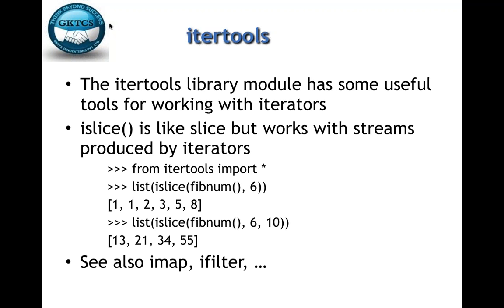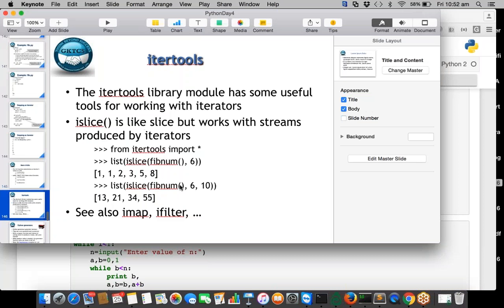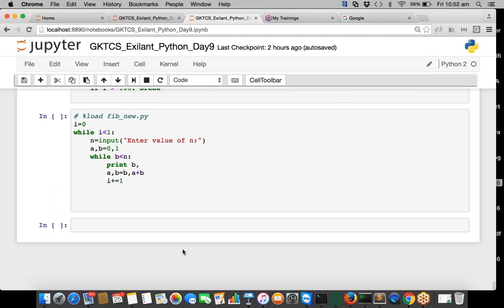We have functions like imap, ifilter. The way map is there, we have imap and ifilter, which are in the library. If you want to see an example of that, you can just import this library from itertools. I'll show that example if you want to understand this.